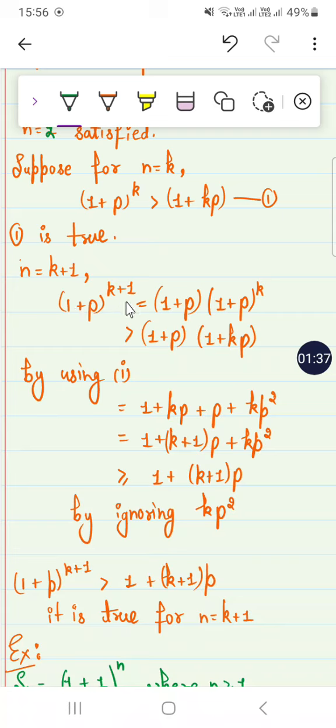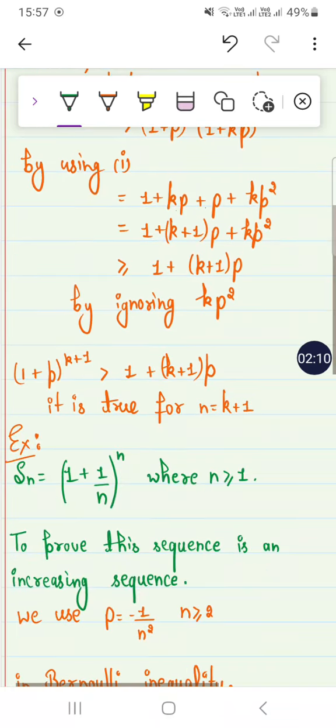(1 + p)^(k+1) gives you (1 + p) times (1 + p)^k, right? We know that (1 + p)^k is greater than or equal to 1 + kp, right? So after multiplying the elements, we take (1 + kp)(1 + p) = 1 + p + kp + kp². This gives you 1 + (k + 1)p + kp². After ignoring kp², we take 1 + (k + 1)p, right? So (1 + p)^(k+1) is greater than or equal to 1 + (k + 1)p.